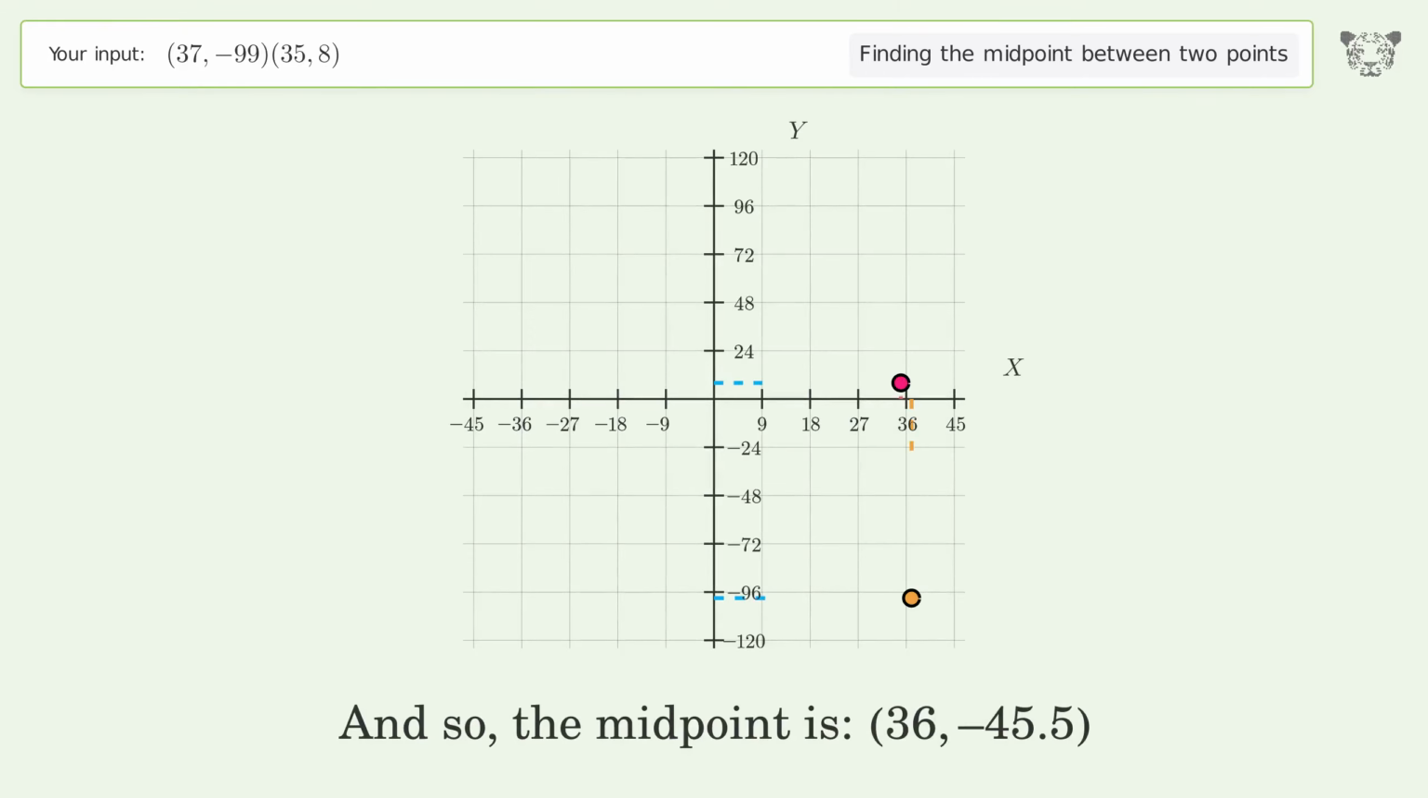And so, the midpoint is 36, negative 45.5.